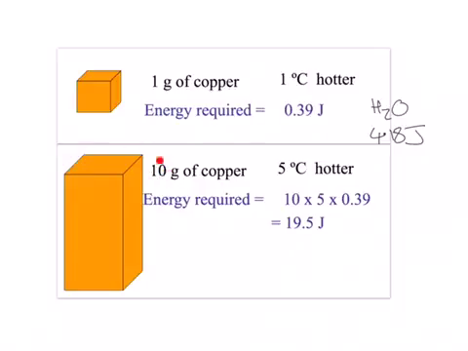If I had 10 grams of copper and I want to heat these 10 grams by 5 degrees, the energy required would be 10, which is the mass of copper, times 5 because I want to heat it by 5 degrees more than what it was, times the specific heat capacity for copper, 0.39, which gives me a total of 19.5 joules.